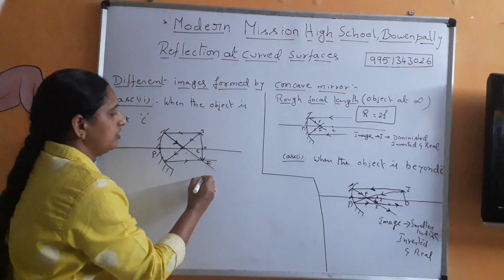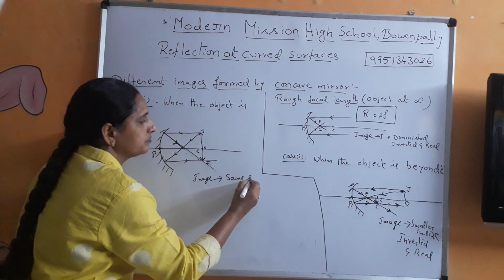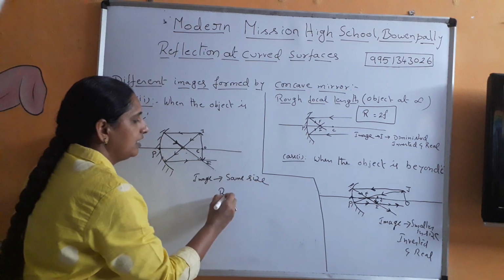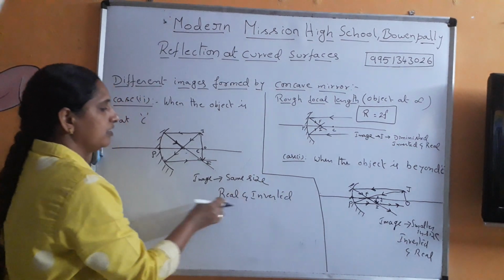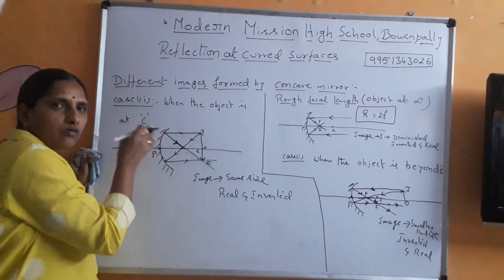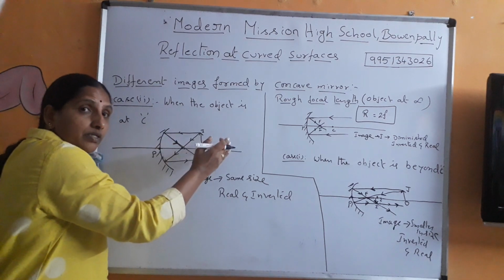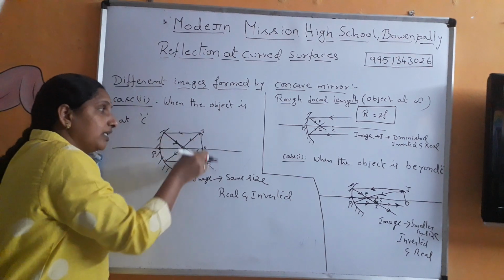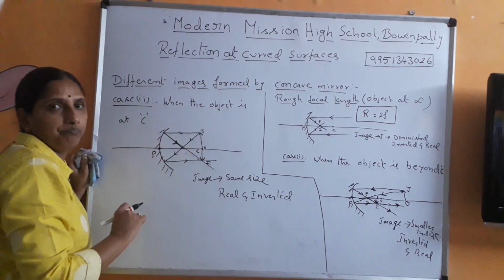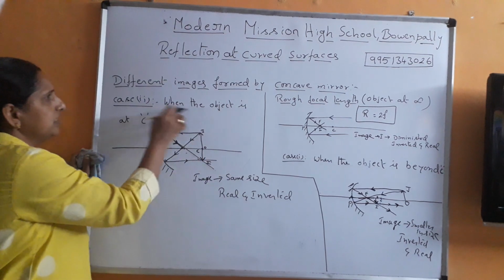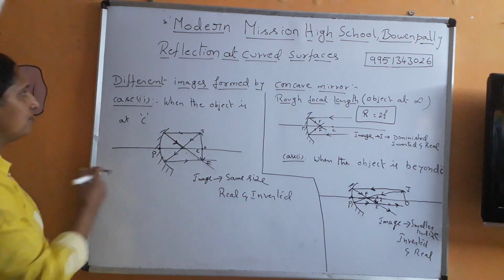Okay. So what is the kind of image you got? Image kind is same size, real and inverted. What is the meaning of real again? As in the previous case, on the screen you can capture this image also. As I said, as you move away from the mirror, at a particular point you can see that the size of the image is equal to the size of the candle's flame. This is the case when the object is at C, that means at center of curvature. Now let us see the next one.